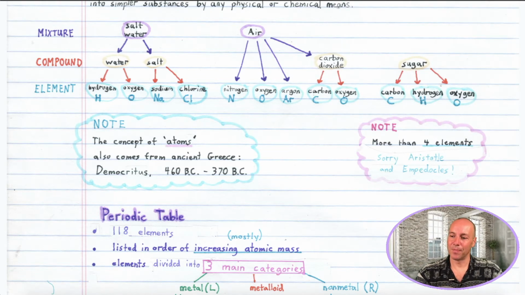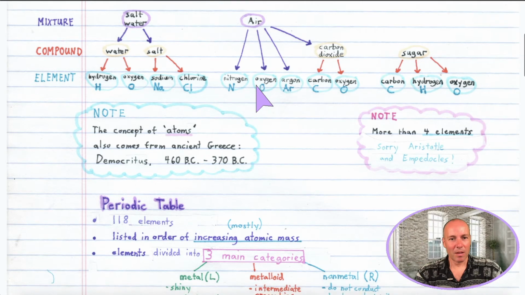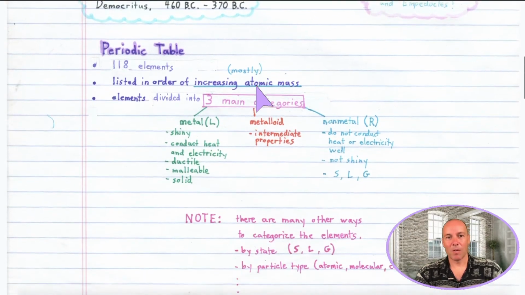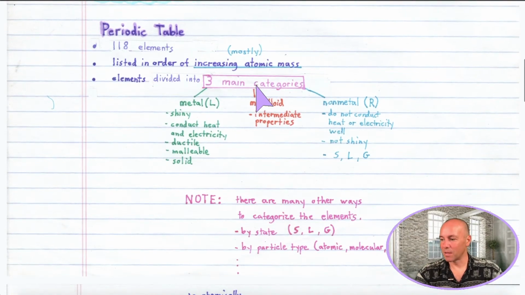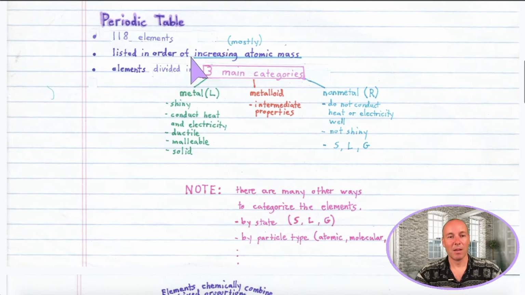So we do know about the various elements today. There are 118 elements as listed and organized on the periodic table. And the way they are arranged is mostly in order of increasing atomic mass. Let's take a look at the periodic table.